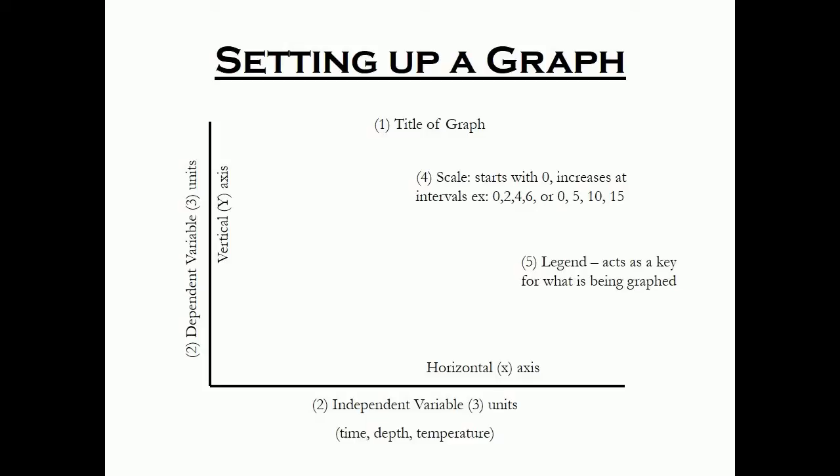Examples of the independent variable would be time and the units, seconds, minutes, hours, days, etc., or depth with the units inches, feet, yards, etc., or temperature with the degrees in F or C, or maybe it would be K. Next, set up the scale measurements with 0 with increases at intervals of 0, 2, 4, 6, or 0, 5, 10, 15, etc. Then you finally put in the legend, which acts as a key for what is being graphed.